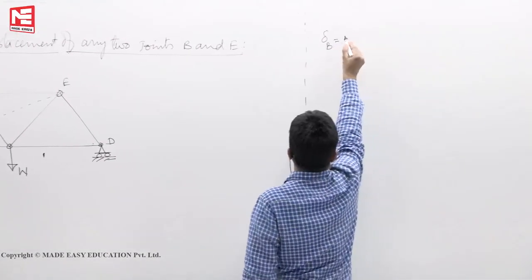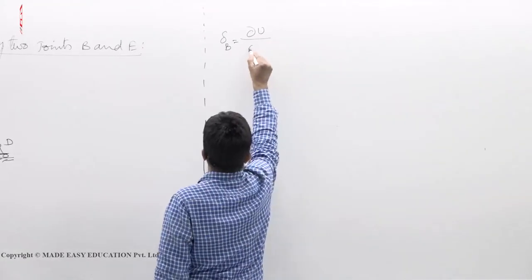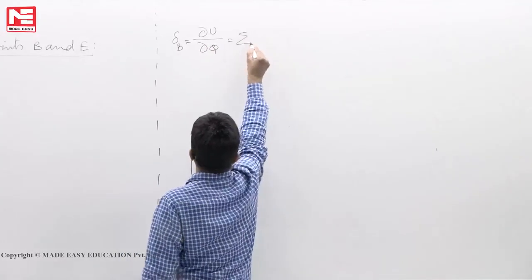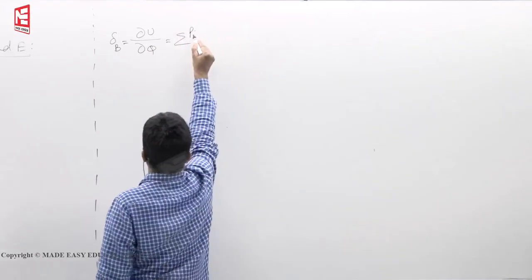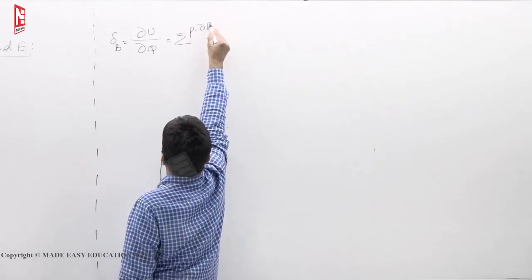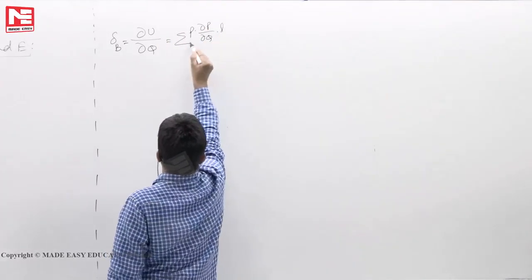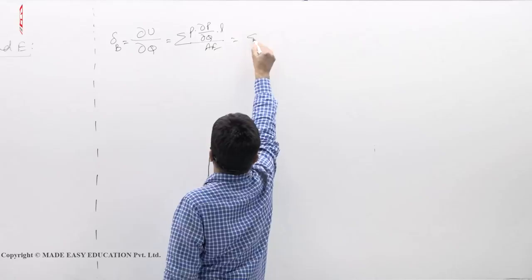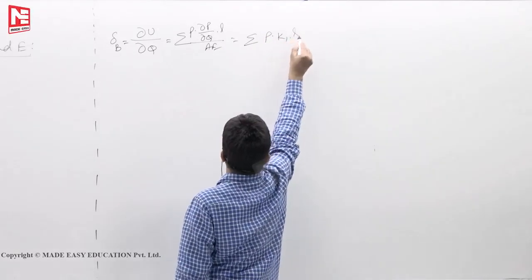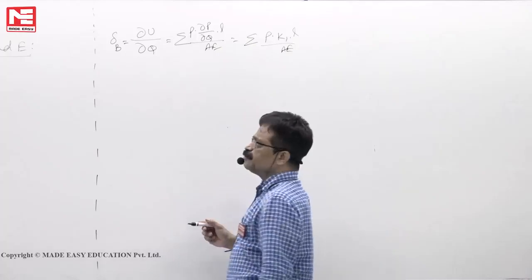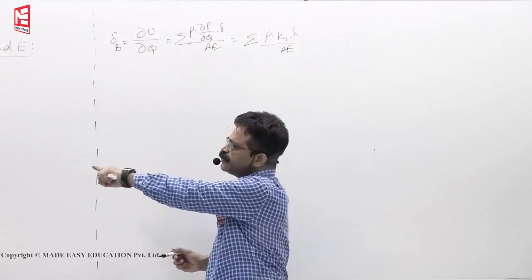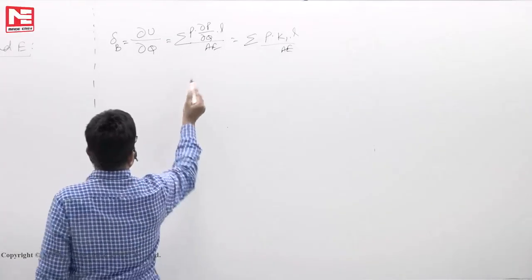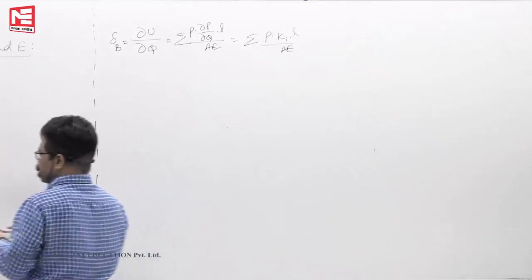Displacement of B is equal to the first derivative of energy with respect to, not W, with respect to Q, which is nothing but summation of P into dou P by dou Q into L by AE. Let us say this value is summation of P into K1 into L by AE. K1 means forces in all members due to unit load applied at B in the direction of BE. Some value you will get. Next, this problem is over.